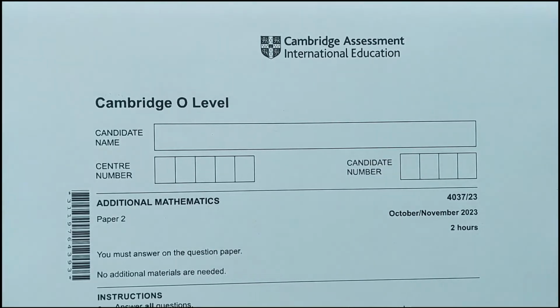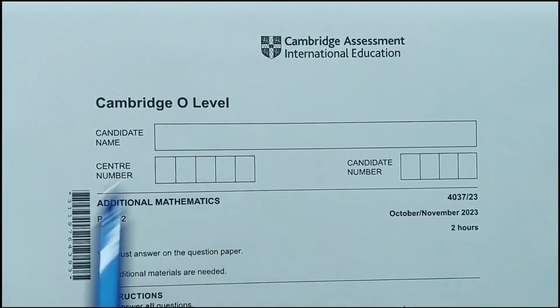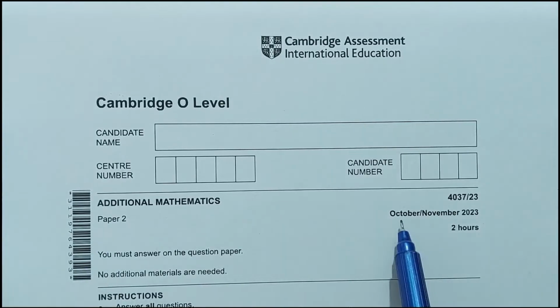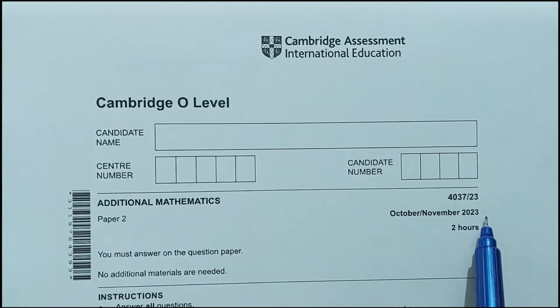Hi everyone, in this video I'm going to solve O-Levels Additional Mathematics Paper 2, session October-November 2023, Paper 2-3. So let's start with the first question.